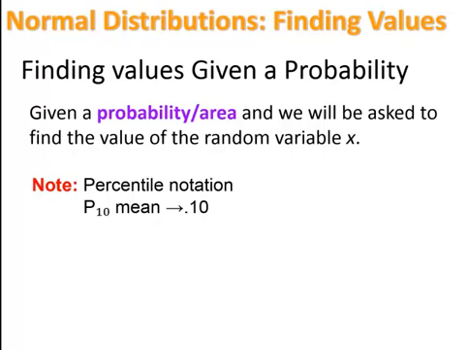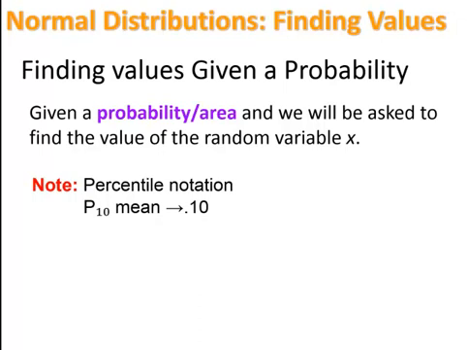Normal distributions and finding values. Finding values given a probability or given an area. So if you're given a probability or an area, we will be asked to find the value of the random variable. A key note is that percentile notation will use a capital P with the subscript number. And in this case, we have capital P 10.